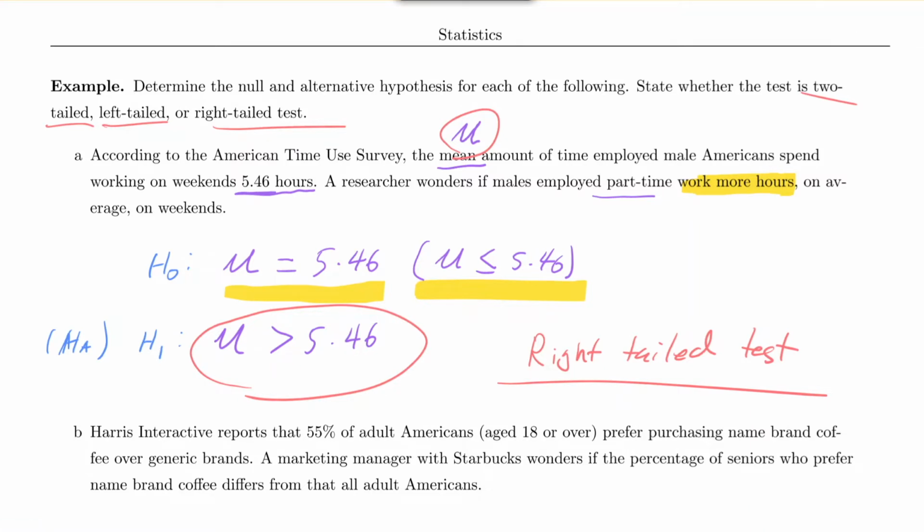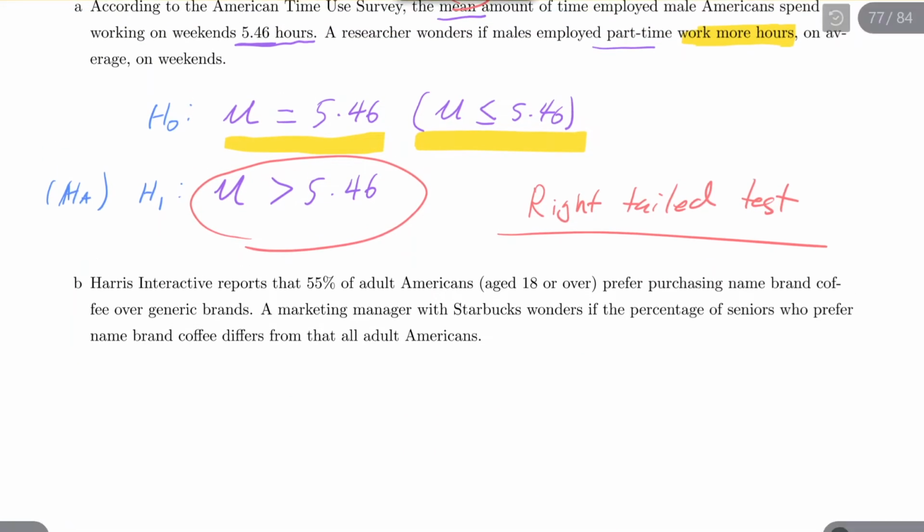Okay, so let's look at the second example. Harris Interactive reports that 55% of adult Americans aged 18 and over prefer purchasing name brand coffee over generic brands. A marketing manager at Starbucks wonders if the percentage of seniors who prefer name brand coffee differs from all adult Americans. Here we're dealing with a percentage of some sort. That's a proportion, P. So when we set hypothesis statements, we need to use P as a variable, well, as a parameter, P.